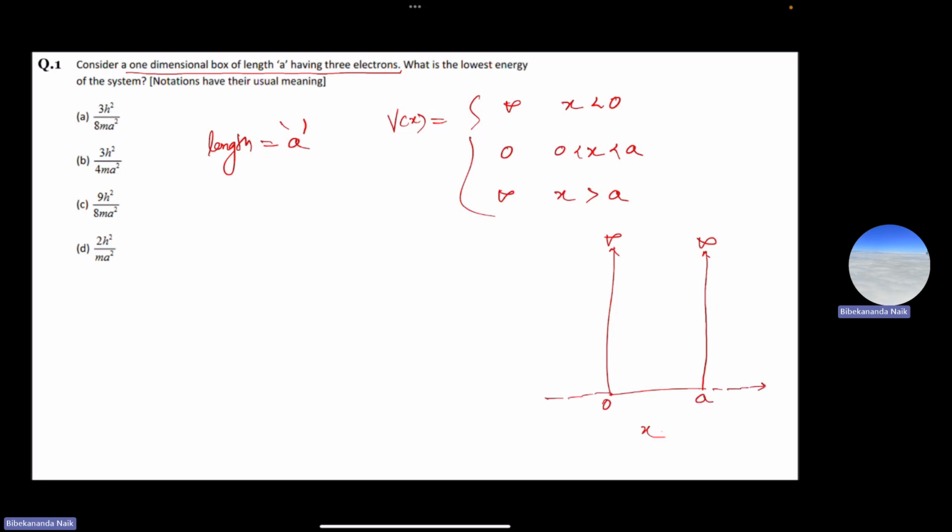So x is along this direction. From 0 to a, the value of the potential is 0. So when the particle is present inside this box, it can't escape the box, which is why the potential is also called a potential well.